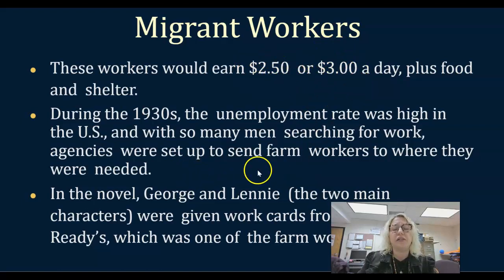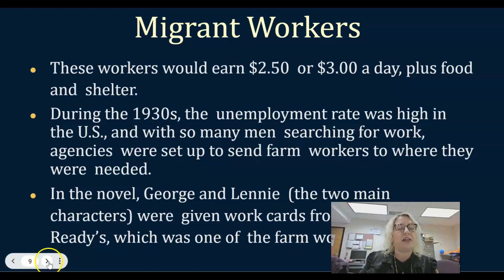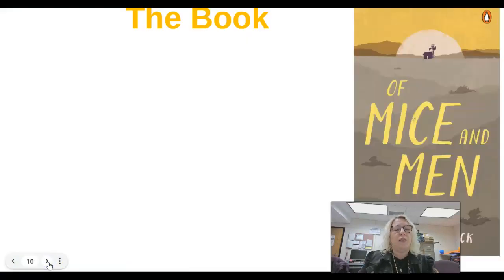During the 1930s, since the unemployment rate was so high, there were agencies set up to send farm workers to where they were needed. And in the novel, we will see the two main characters, George and Lenny, were given work cards from Murray and Reddy's in this first reading, which was one of the farm work agencies. And that's what leads them to Soledad, the name of the farm that they arrive at the beginning of the book.